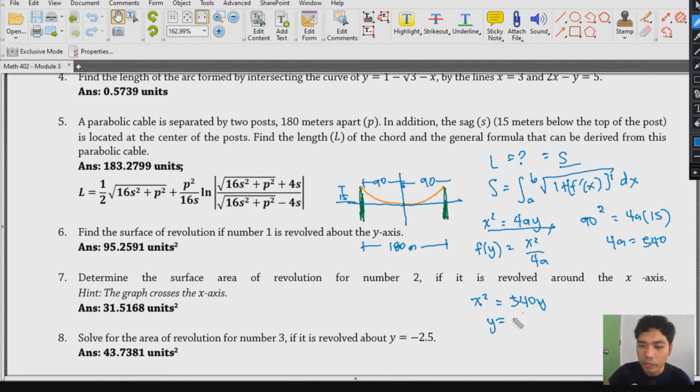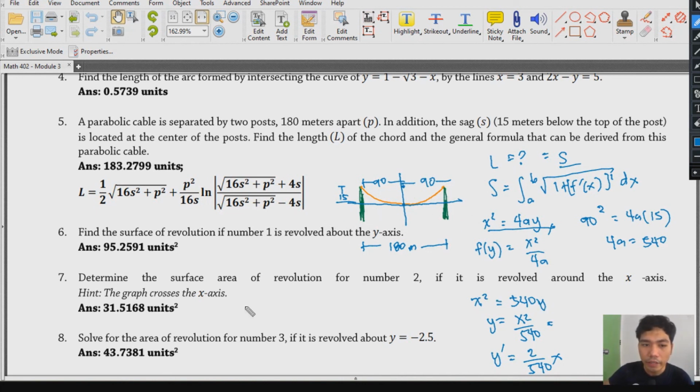So this is y is equal to x squared over 540. So you can just have the derivative that is equal to 2 over 540x. And I think that simplifies to 1 over 270. So doon natin siya isulat.